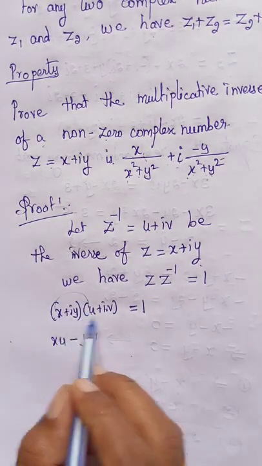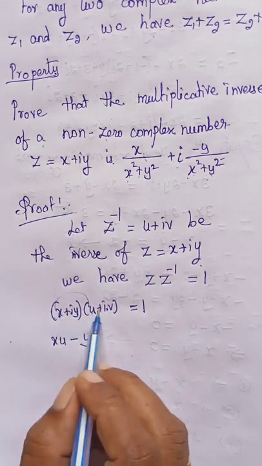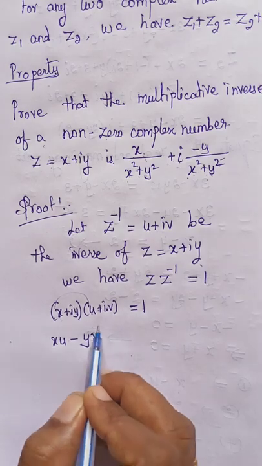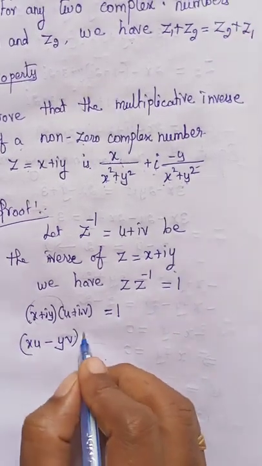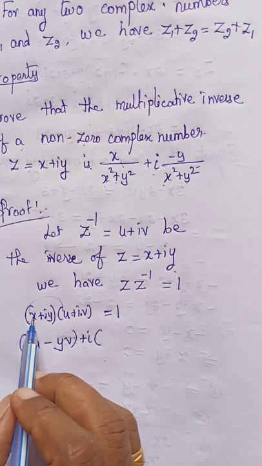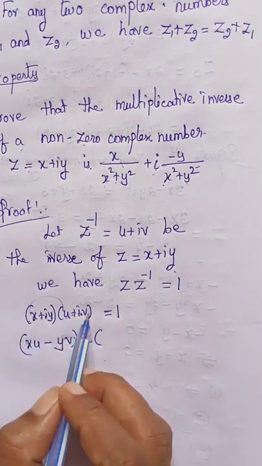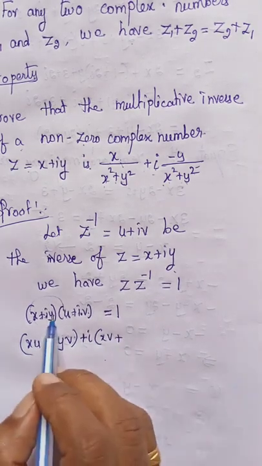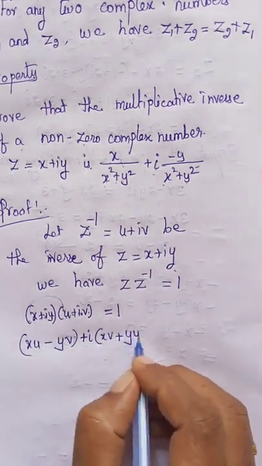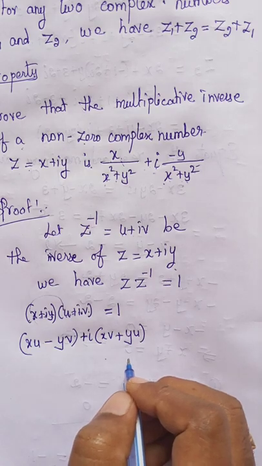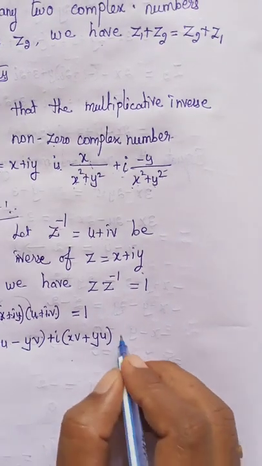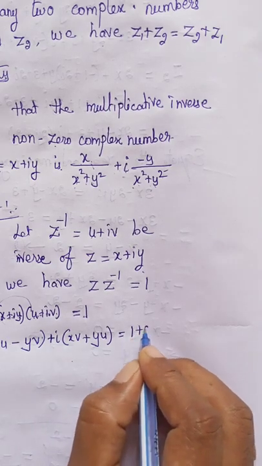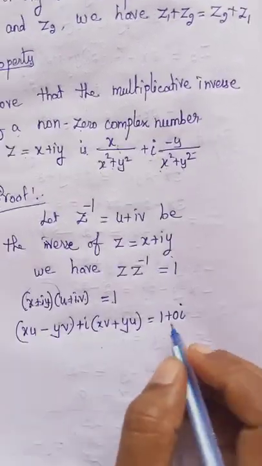x into u, this simple you check it, plus into plus is plus, but i into i is i square, y into v. The other two parts will be imaginary part only: plus i into x into iv means only v, that's the imaginary part, isn't it? So x into v plus this y into u. Is that clear? Equal to, this is 1. When we write it as a complex number, we may get 1 plus 0 into i.